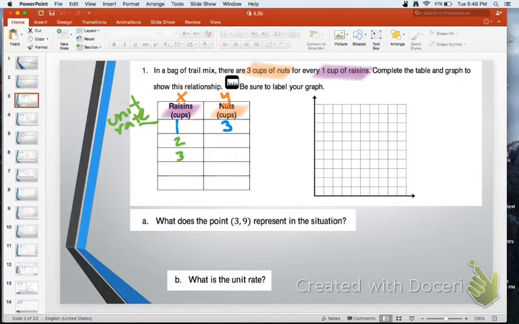So now I have 2, 3, 4, 5 going down. I could have chosen other numbers like 10. But I look at my graph and I know that I don't have a lot of space, so I need to stick pretty close to home. But I'm going to take that unit rate and I'm going to say 2 times 3 will give me 6. 3 times 3 will give me 9. 4 times 3 will give me 12. And 5 times 3 gives me 15.